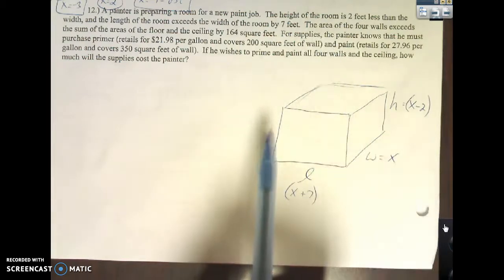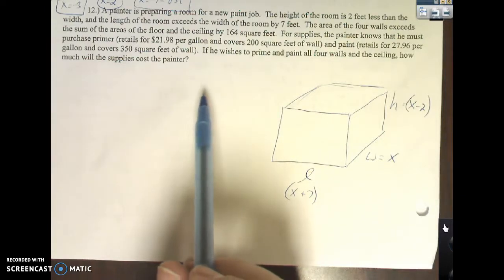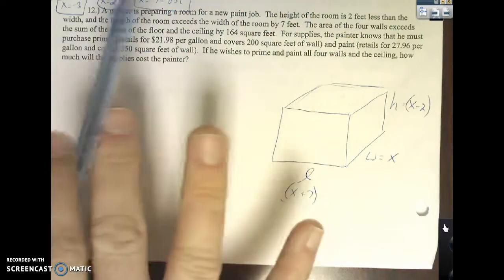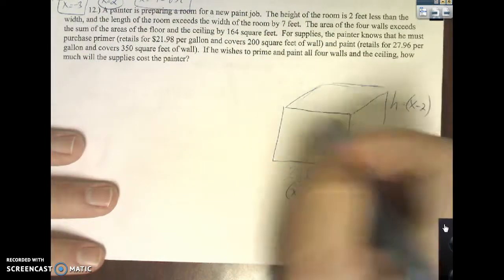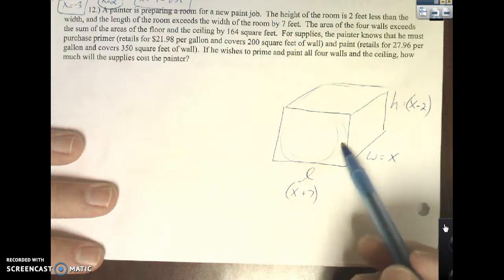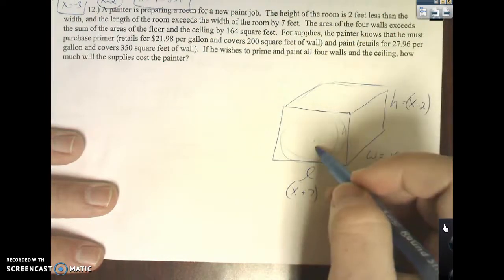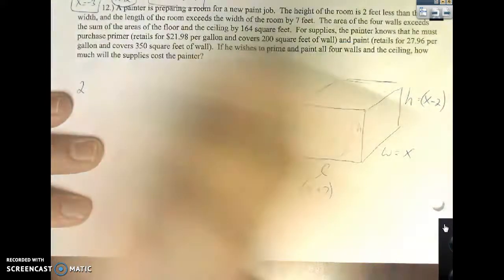The area of the 4 walls exceeds the sum of the areas of the floor and ceiling by 164 feet. All right, now please bear with me. What is this wall's area? It is length times height, because there's a height right here. How many of these walls do I have? 2 of them, one in the front, one in the back. So I have 2 times LH.